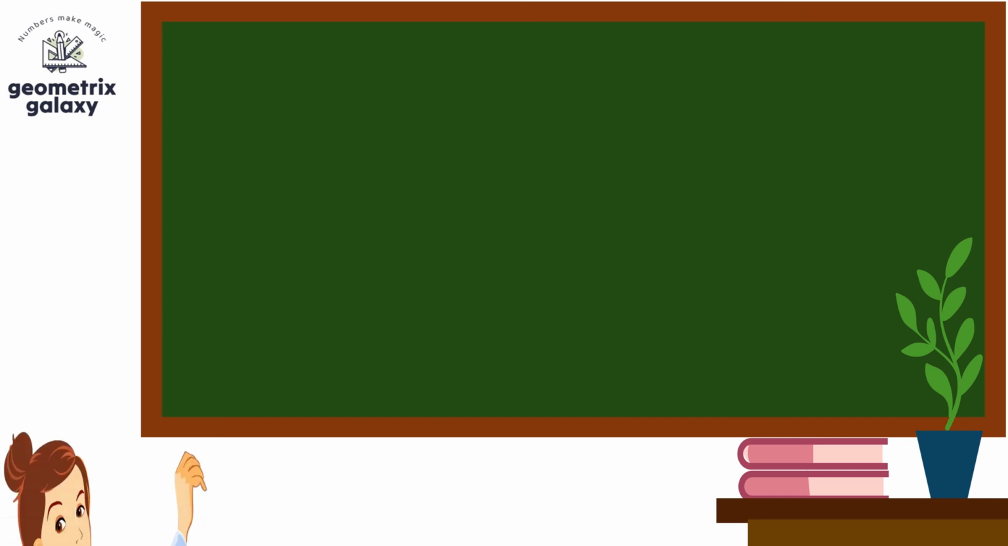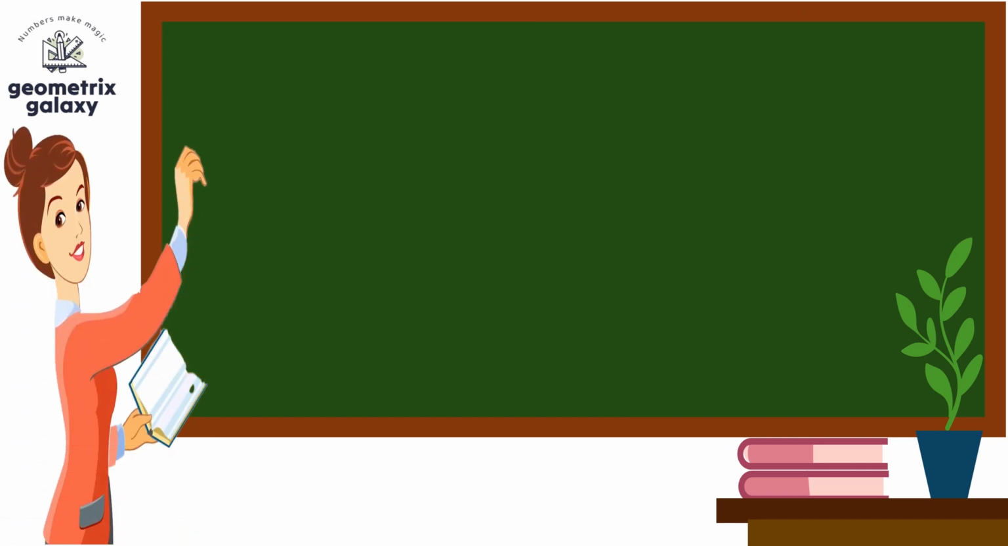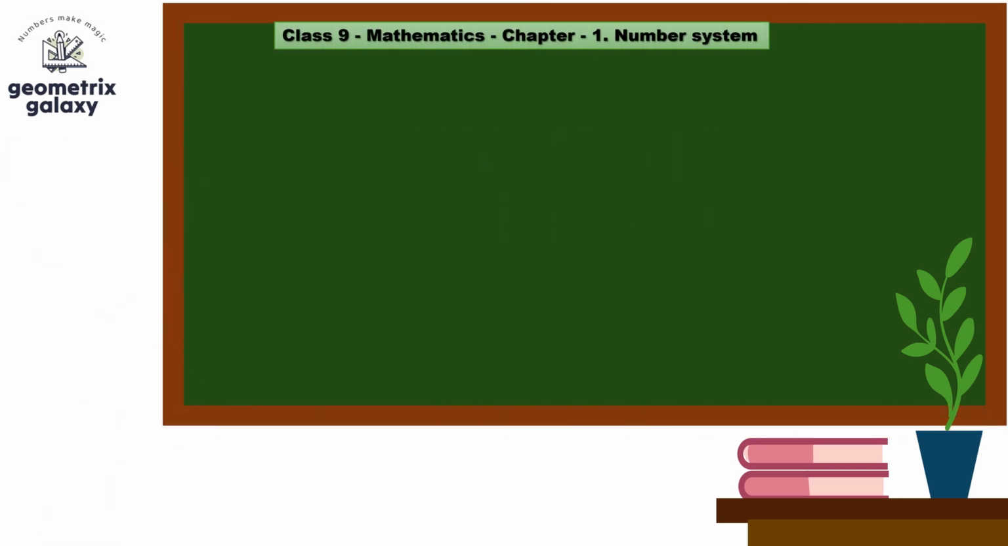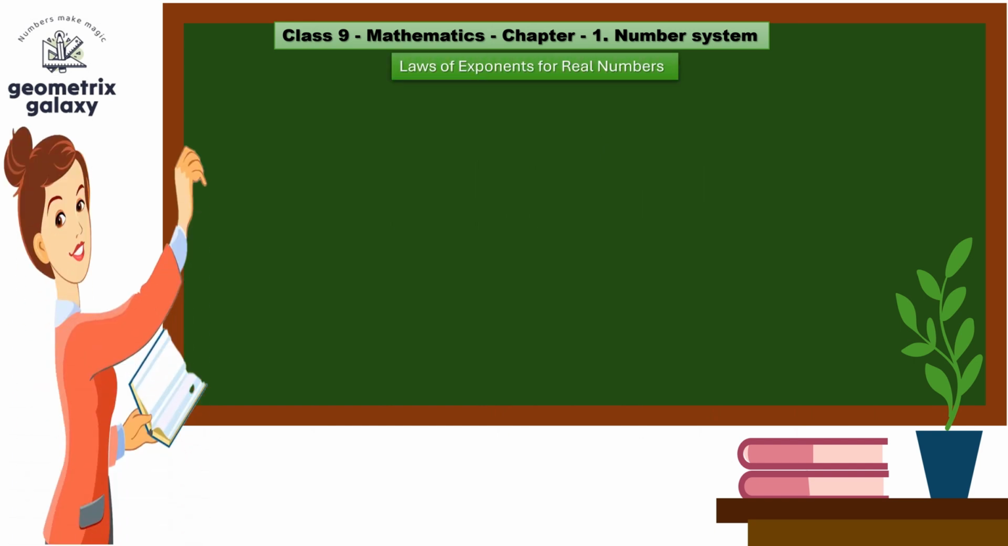Today we are going to see chapter 1, number system, laws of exponents for real numbers. Let us first recall the laws of exponents which you have studied in your earlier classes. A power m into a power n is equal to a power m plus n. Here, if you see, the base is same but the power is different and the operation is multiplication. So in this case, we have to write the base and add the powers.